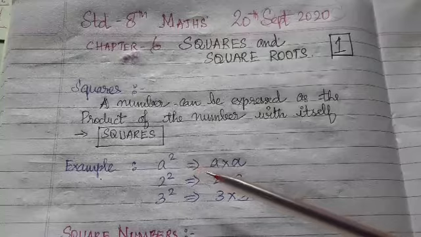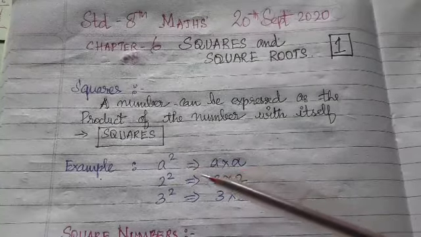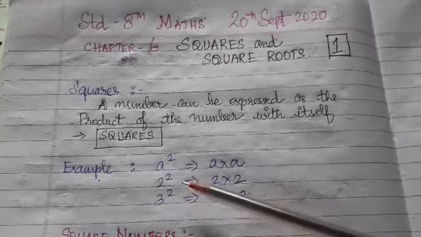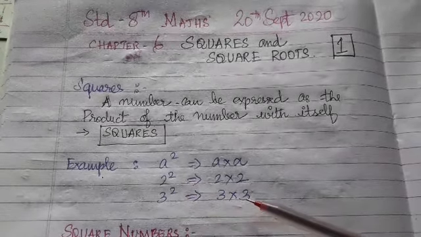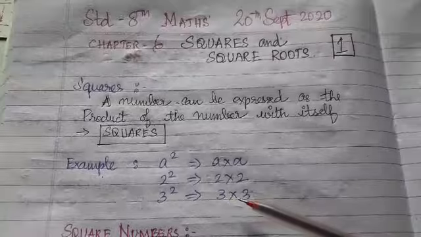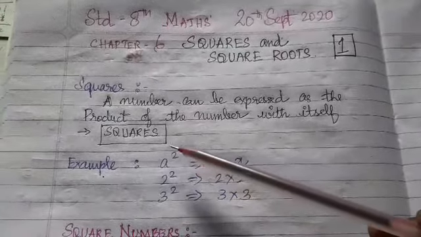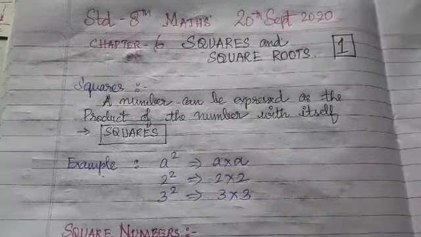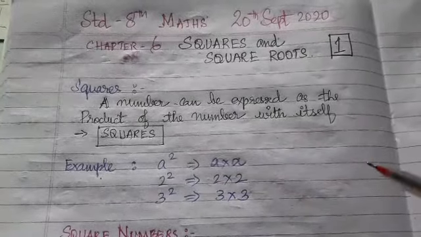So a square means what? A multiplied by a. 2 raised to 2 means what? 2 multiplied by 2. 3 raised to 2 is what? 3 multiplied by 3. The same number is multiplied 2 times. That is called a square. Okay. That is the first part of your portion, squares and square roots.